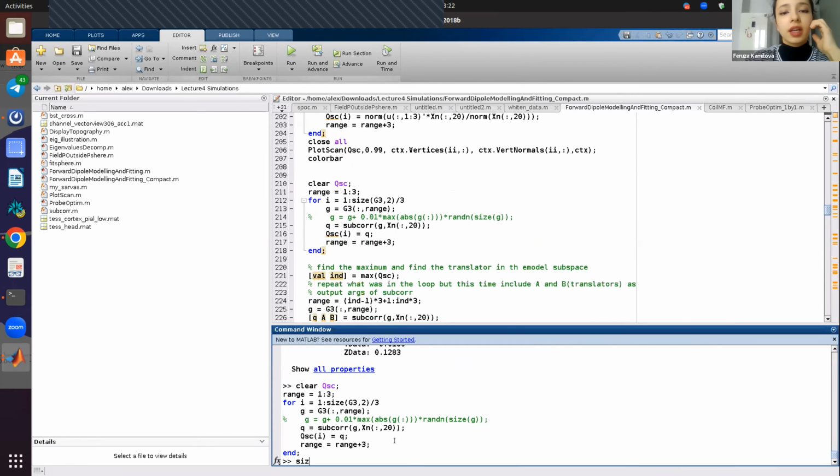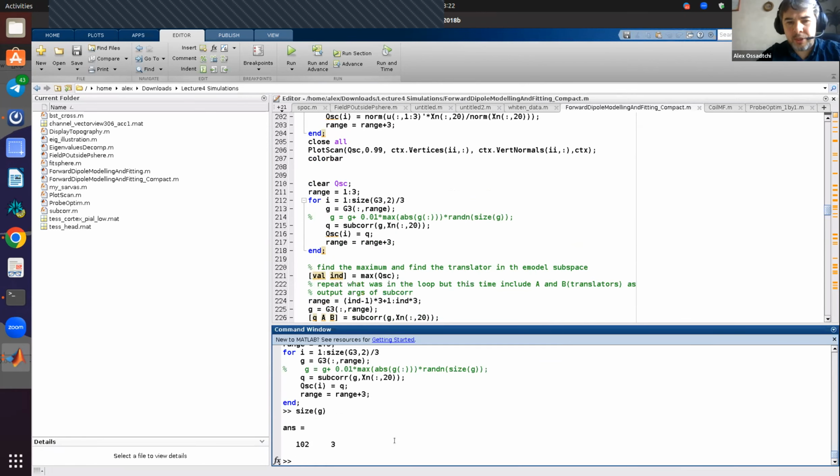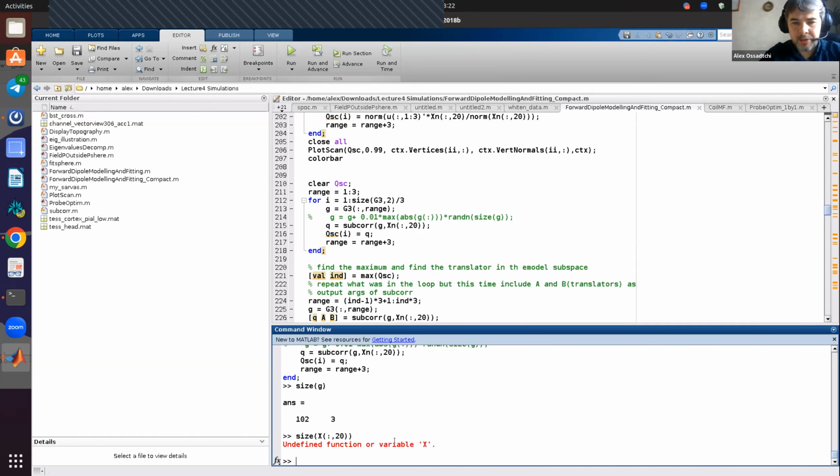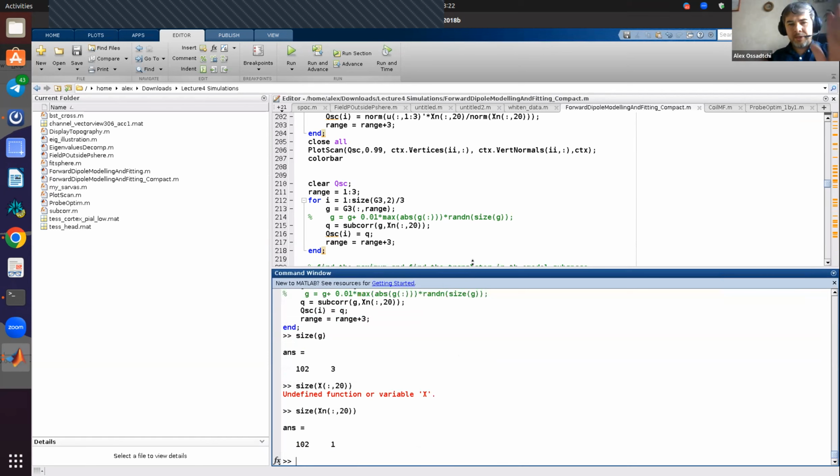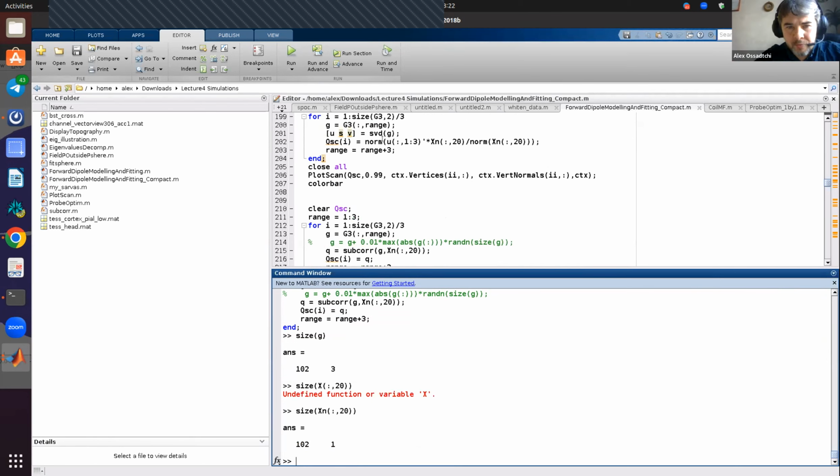Because if you look at G, the size of G is number of sensors by 3, okay? And the size of XN20 is clearly number of sensors by 1, right? Sorry, XN20 is 102 by 1, right? And you are basically trying to find such G that your X projects onto this G well, okay? So that's all. And here I did it from scratch, okay?